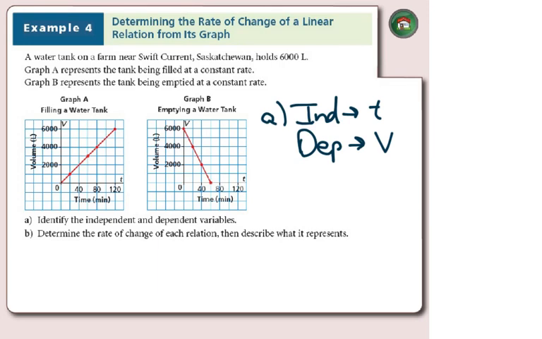Question B, the rate of change. Here we need to look at two separate points. So I'm going to look at this first point at 0, 0 here, and this next point when the tank is full. And remember that the rate of change is how fast the dependent variable changes divided by how fast the independent variable changes.